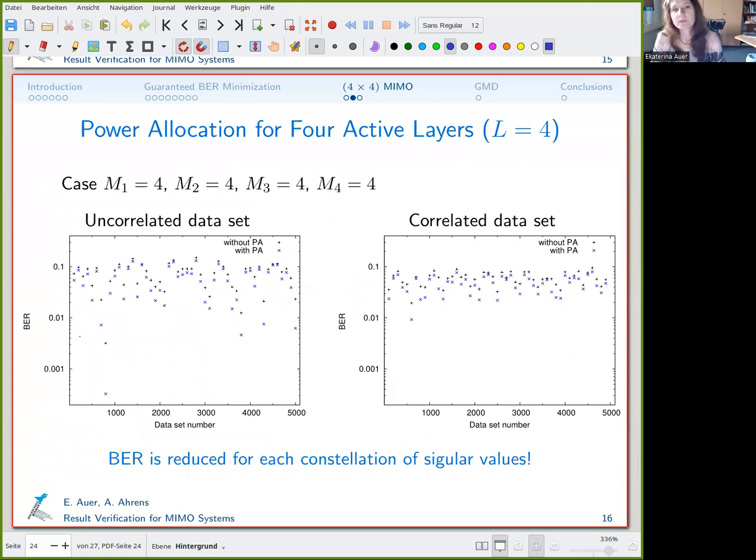Again, we consider first power allocation for 4 active layers. There we can choose these constellation sizes. We see that using the methods that I described earlier, we can reduce BER and obtain pretty tight intervals in each case, and we can reduce the BER for each constellation of singular values, for the correlated or uncorrelated data set.